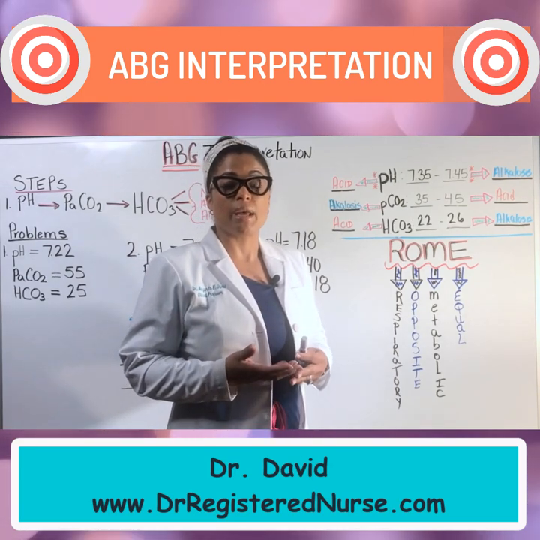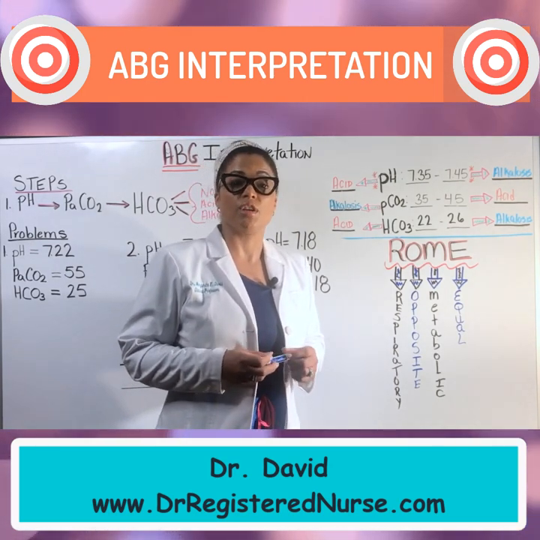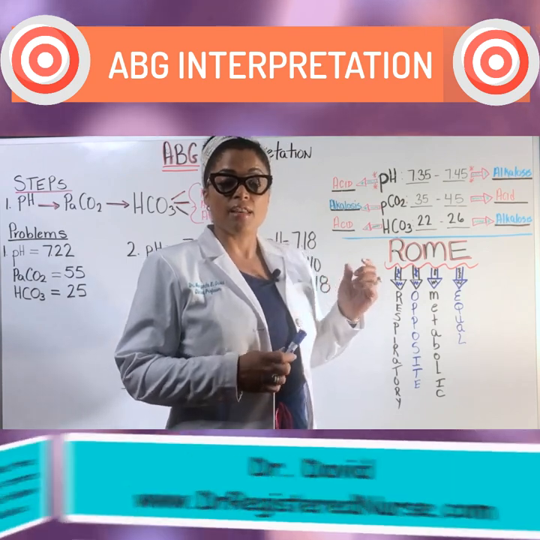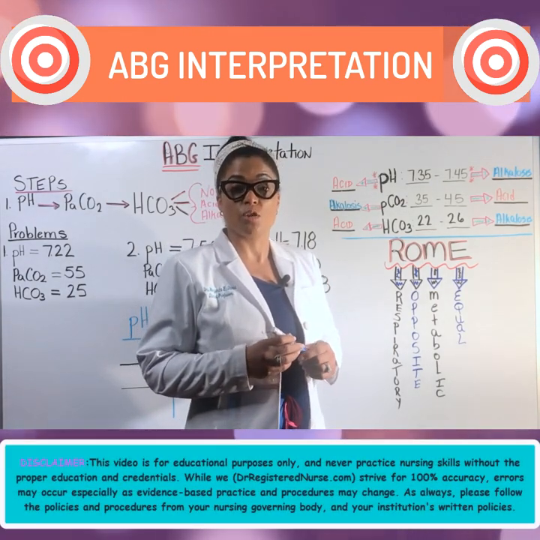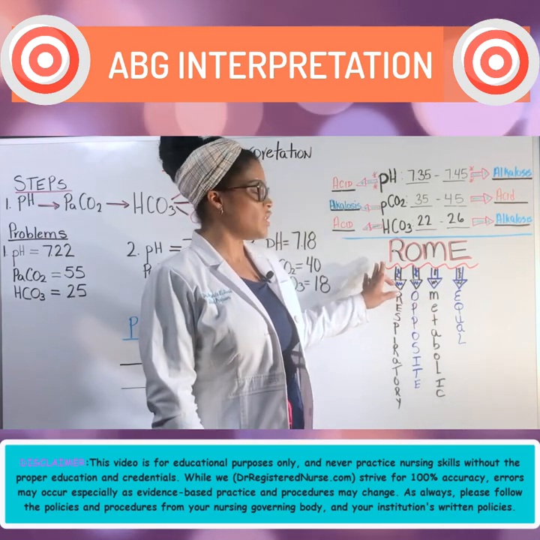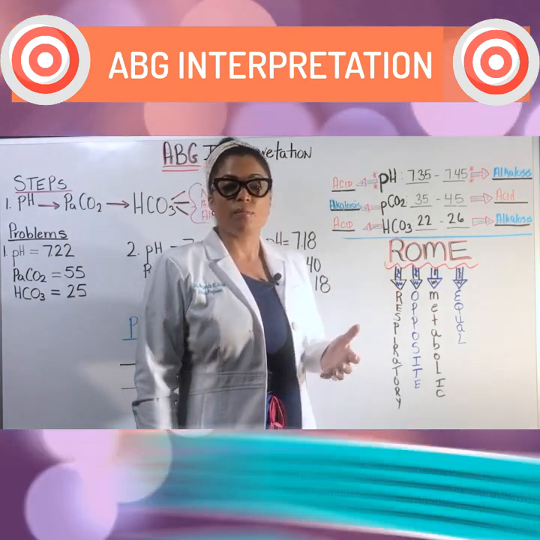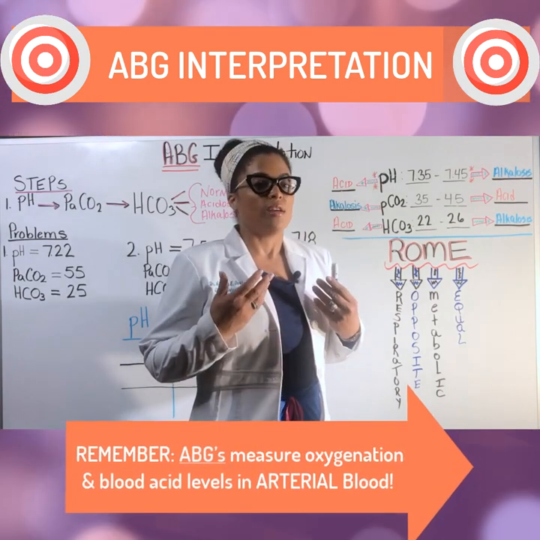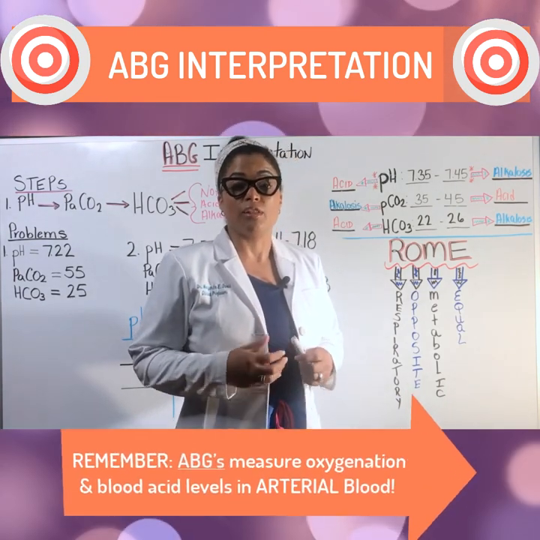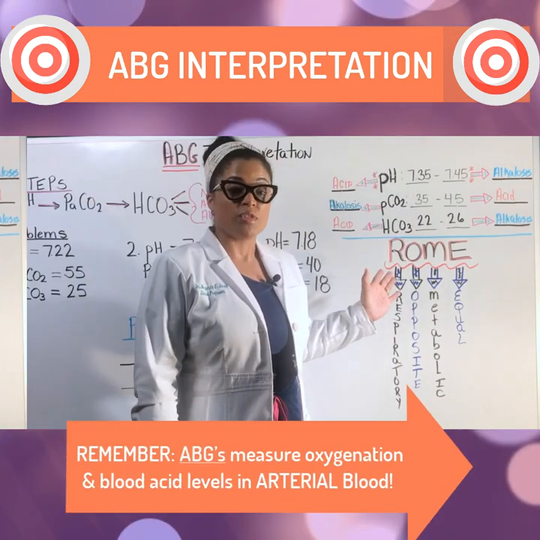Today we're going to expand on the arterial blood gas video that I previously posted. In this case, instead of using the tic-tac-toe method for ABG interpretation, we're going to use the ROME method. Whichever method works for you when you get an ABG result for your patient doesn't matter. What matters is that you get the correct result. This is what ROME stands for.